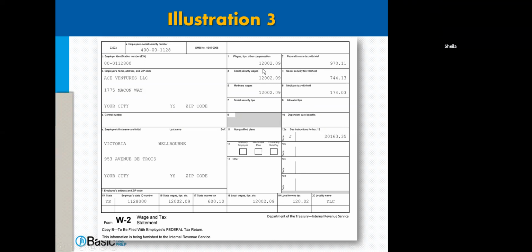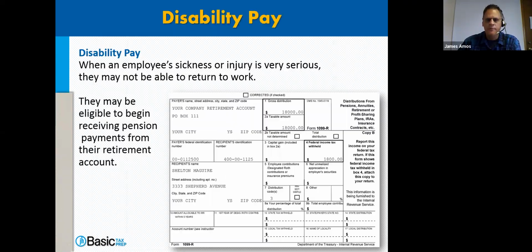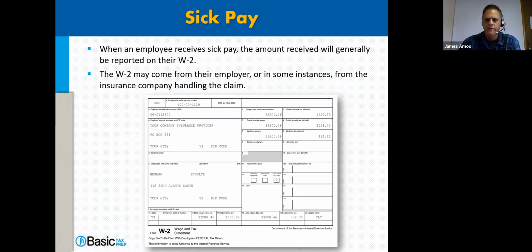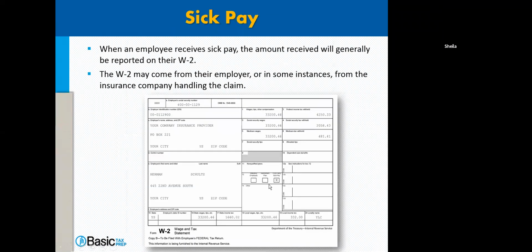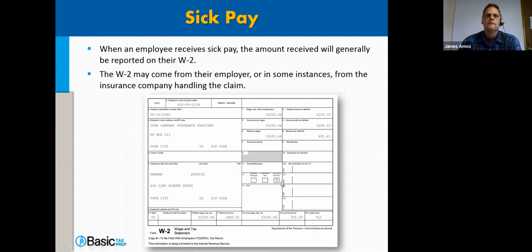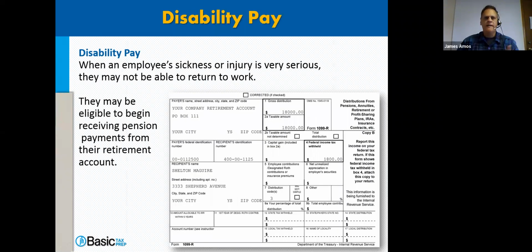Would that be where it would be shown if it were AFLAC in 12A? AFLAC, no, AFLAC would be a third party. It would look more like this one. Okay, a third party. Got it. See what I mean? So that would look different. Right. Yeah, but that's why I want to show it to you.